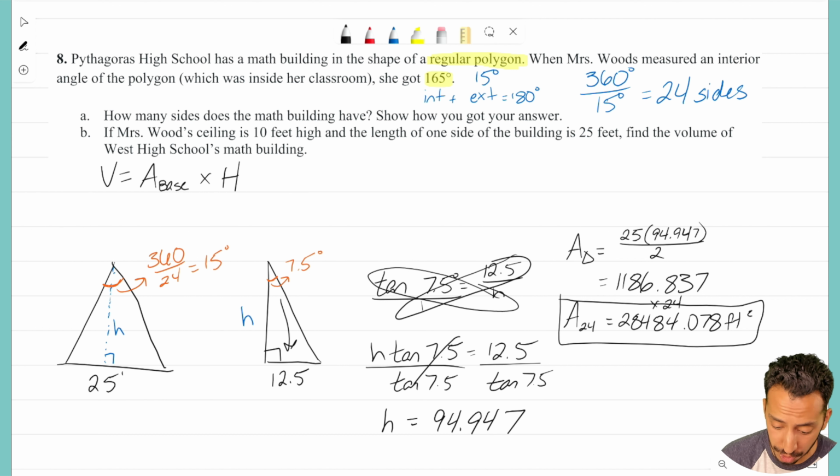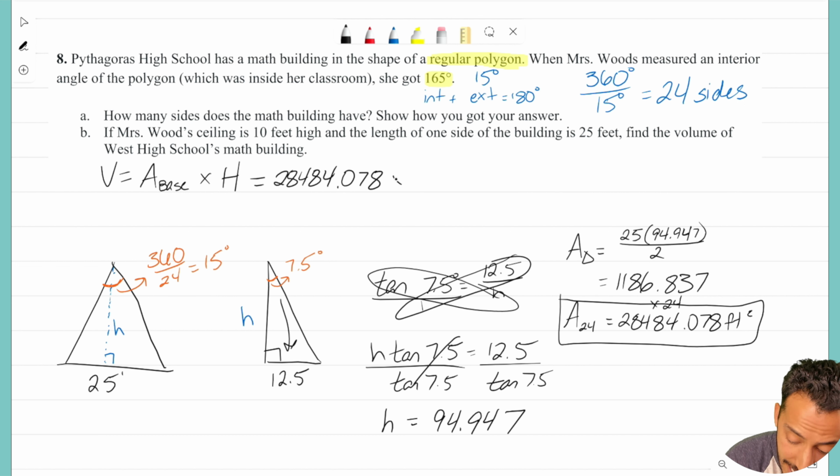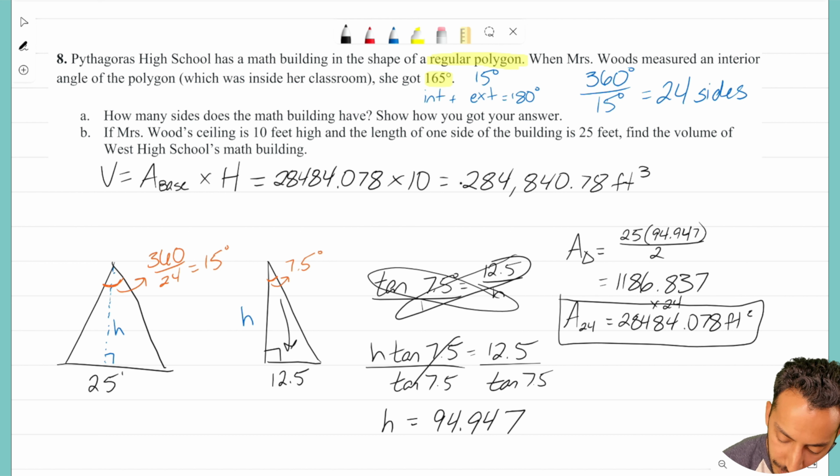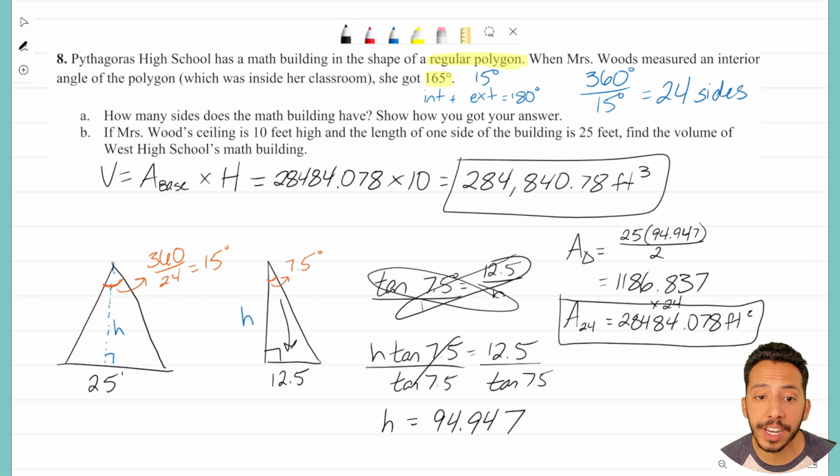We want the volume. Well, the volume says to take that area, 28,484.078, and we just got to times it by the height, which is 10. Oh, we can do this with a calculator or without a calculator. 284,840.78 feet cubed. That right there is our final volume for this high school.